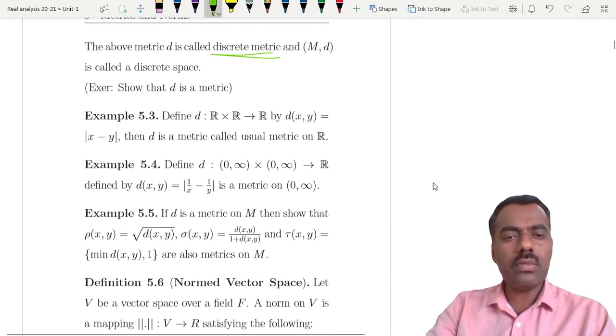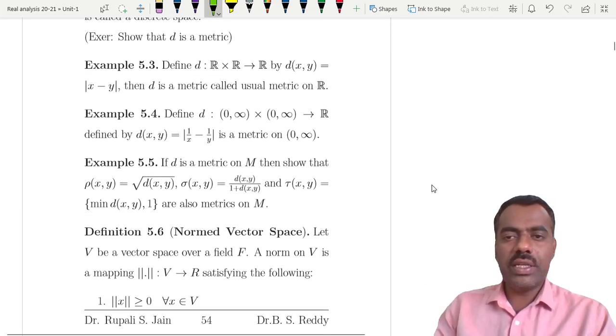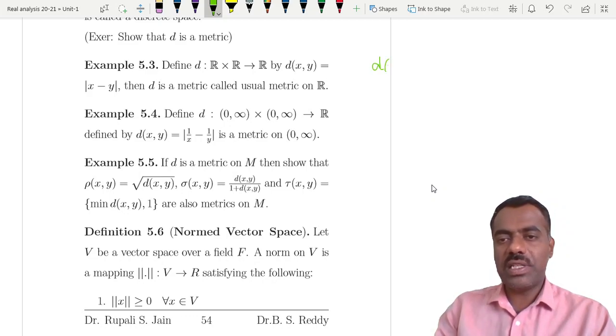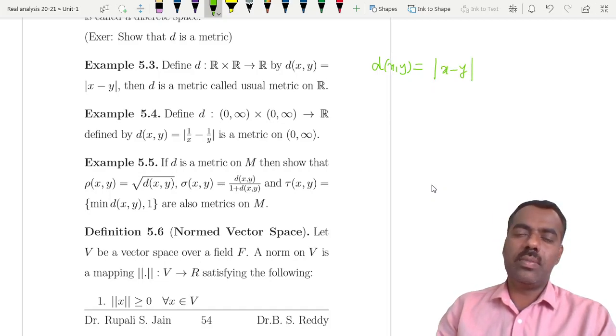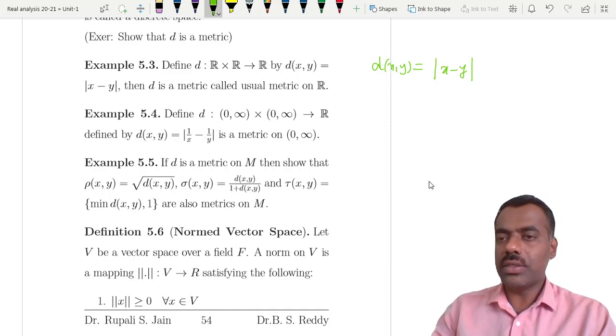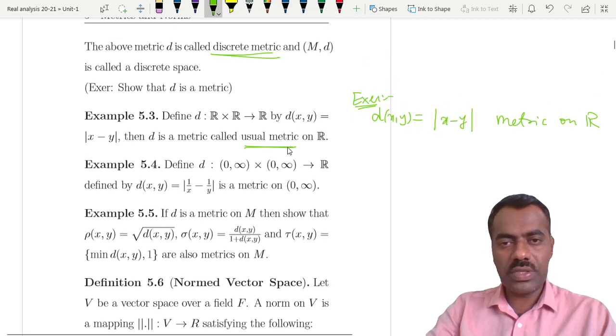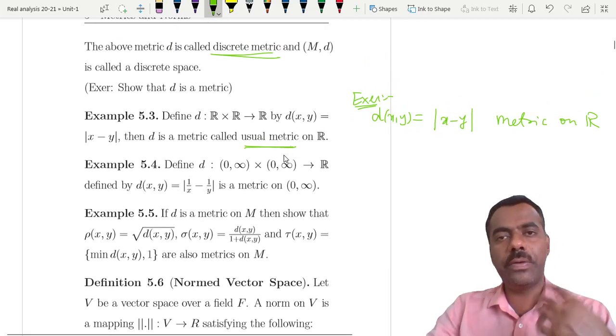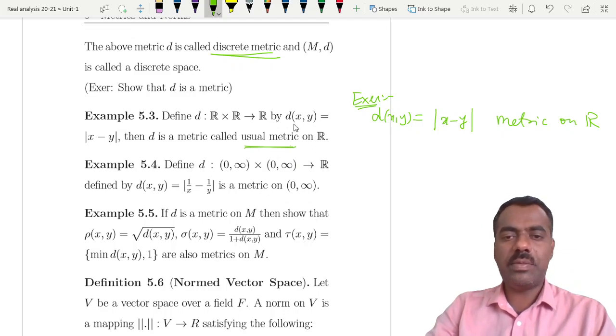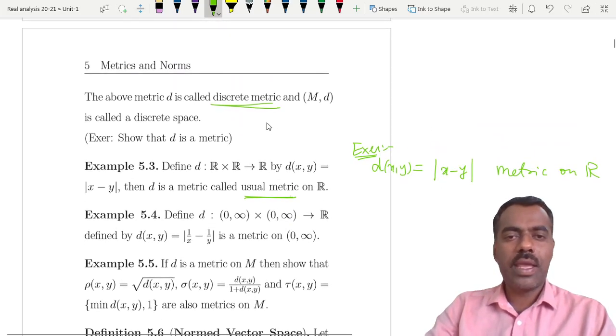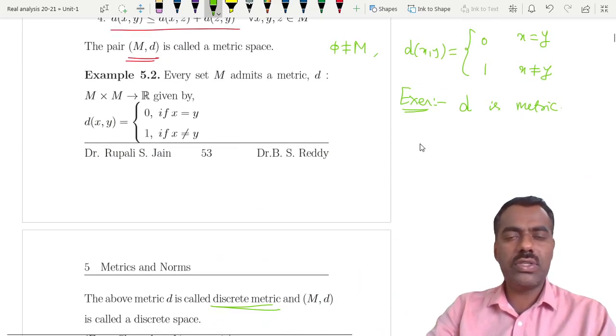Fine. And the other one which we already know on R is called the usual metric. The distance between x comma y you define as the absolute value, modulus of x minus y, and again show as an exercise that this is a metric on R. This is called the usual metric. So these two metrics we use frequently. Whenever we say usual metric on R, that means it is the absolute value mod x minus y, and discrete metric means it takes only these two values, 0 and 1.